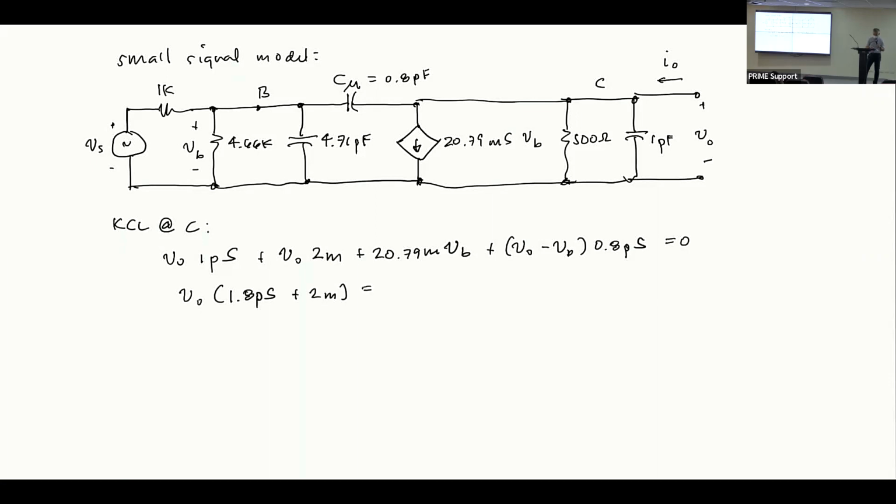so ito tapos na, ito tapos na, ito tapos na. Okay. V sub B 0.8 PS minus 20.79 M. Okay, so this is my first equation. It defines a relationship between my output voltage and my base to emitter voltage.